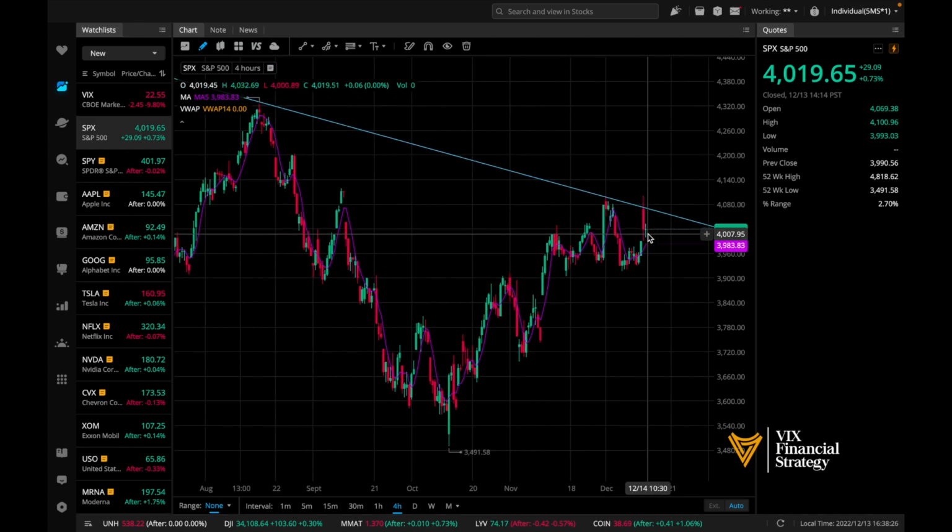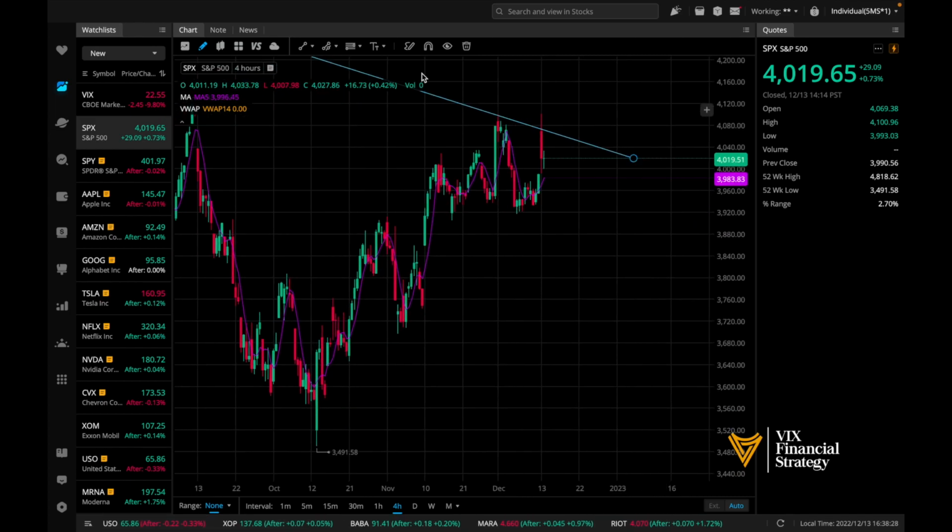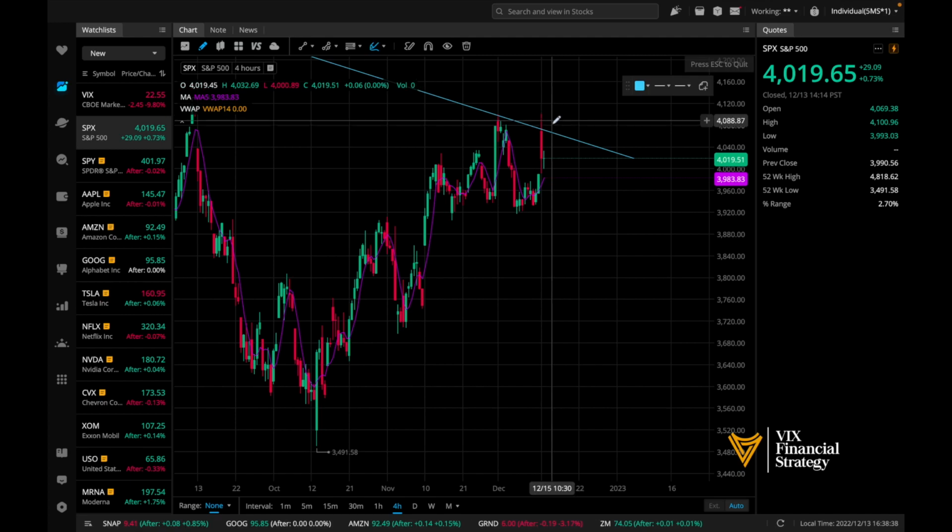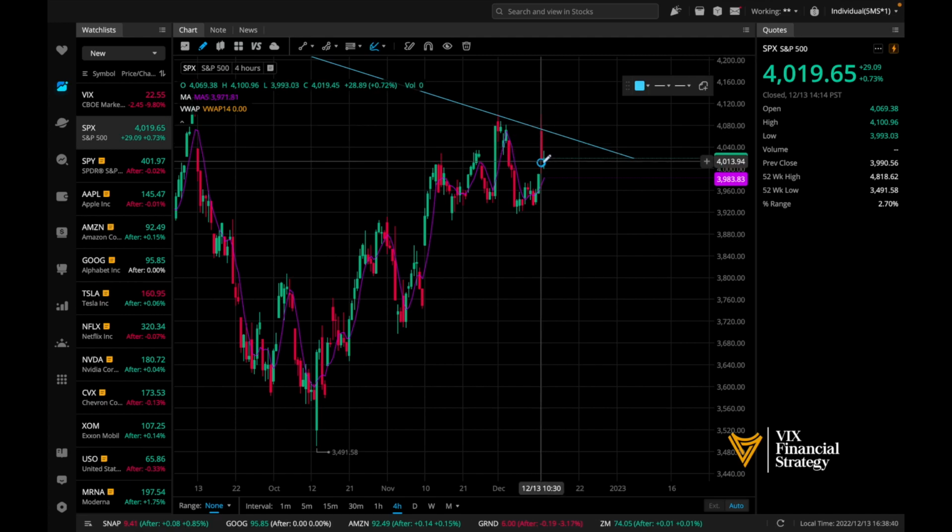Just looking at this from a trend line perspective, I think this is still rejecting, and I would look for downside opportunities only. I would not be looking for upside opportunities unless I saw the trend line turn into support. So what does that look like? A trend line turning into support would look like this.